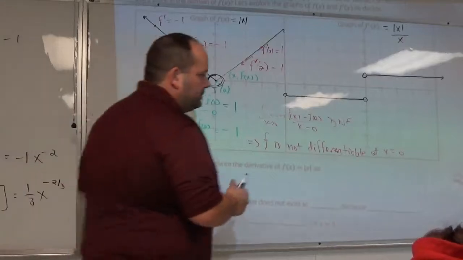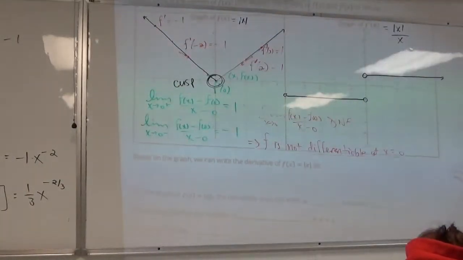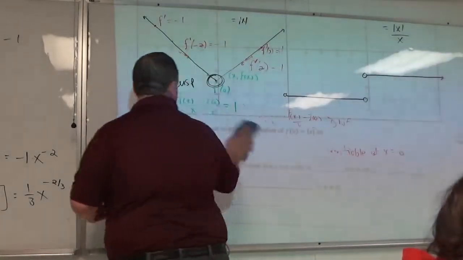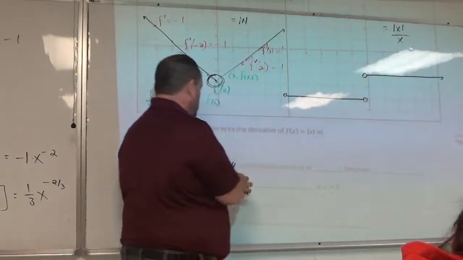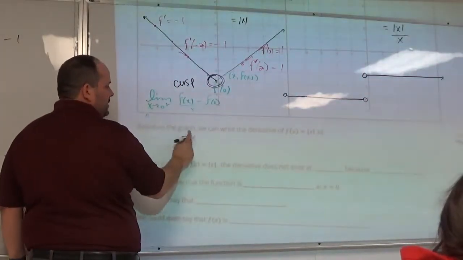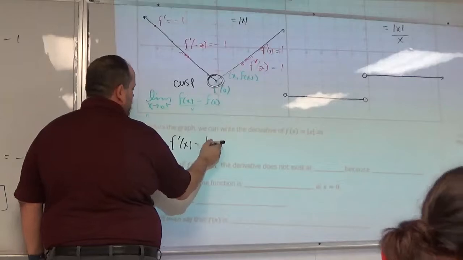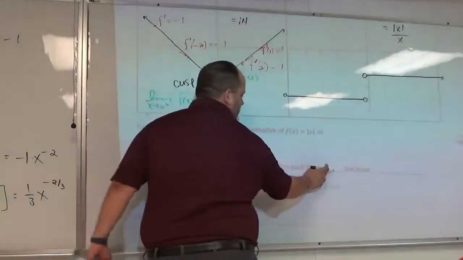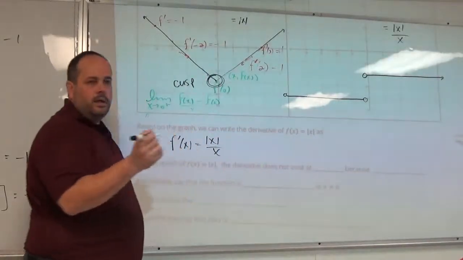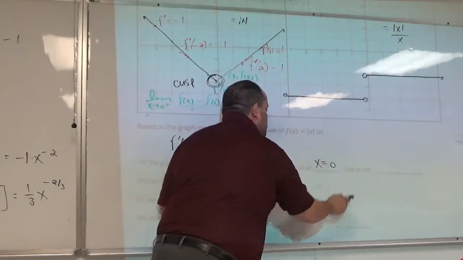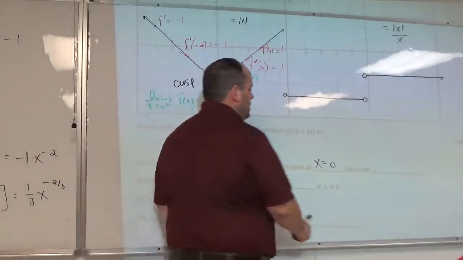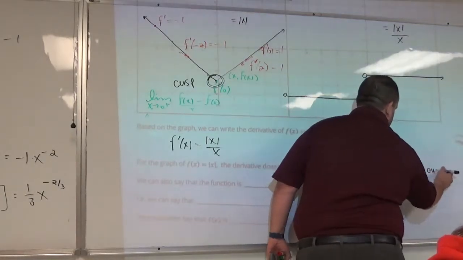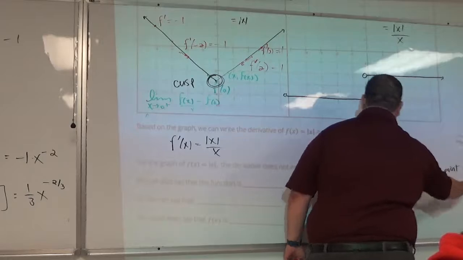All right, let's fill in the notes here at the bottom. For this graph, we can write the derivative of f of x as, what was that derivative again? Absolutely. It does not exist. Based on the graph, the derivative is the absolute value of x over x. The derivative does not exist where? At x equals 0, because the graph has a cusp point.